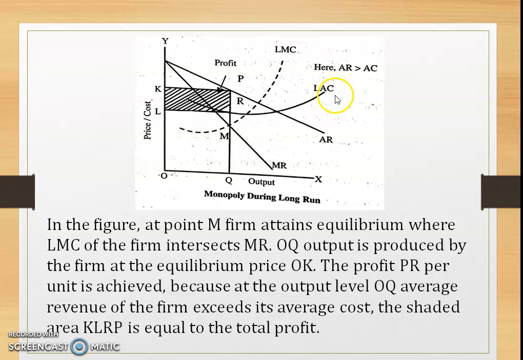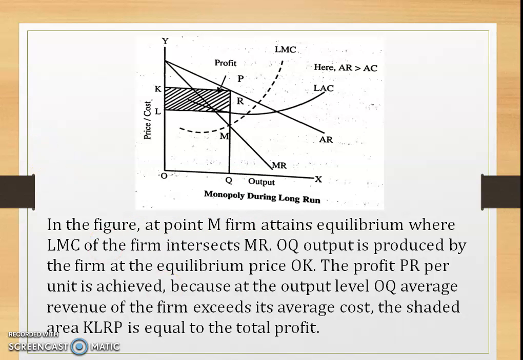Since AC is below AR, that is, AR is greater than AC, this zone from P to R, this zone K to L, is the supernormal profit zone. The cost per unit, that is the production cost, is from R to Q. So this is the cost of production, and the profit is P to R. K to L is the profit. That means revenue, K to O or P to Q, is the revenue per unit.